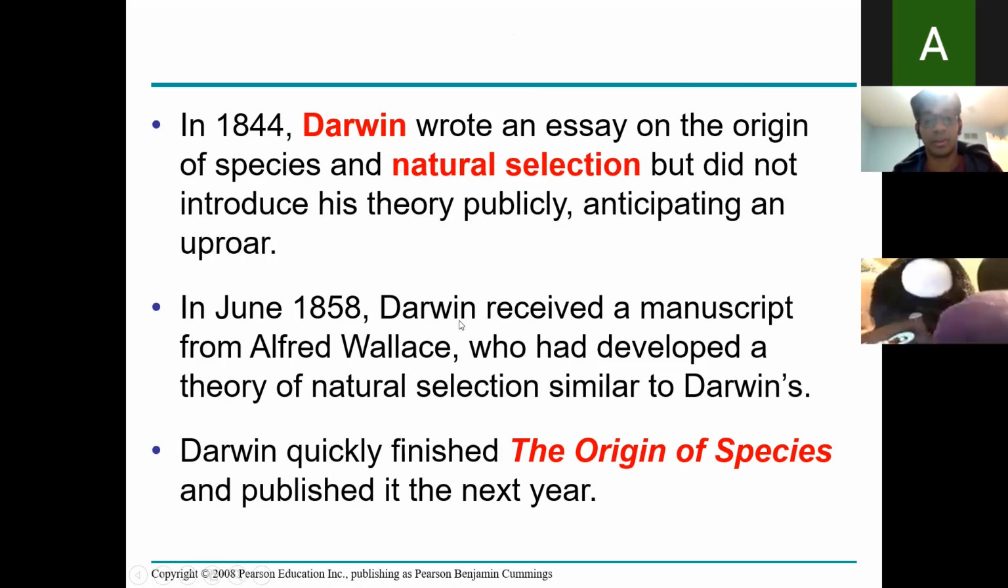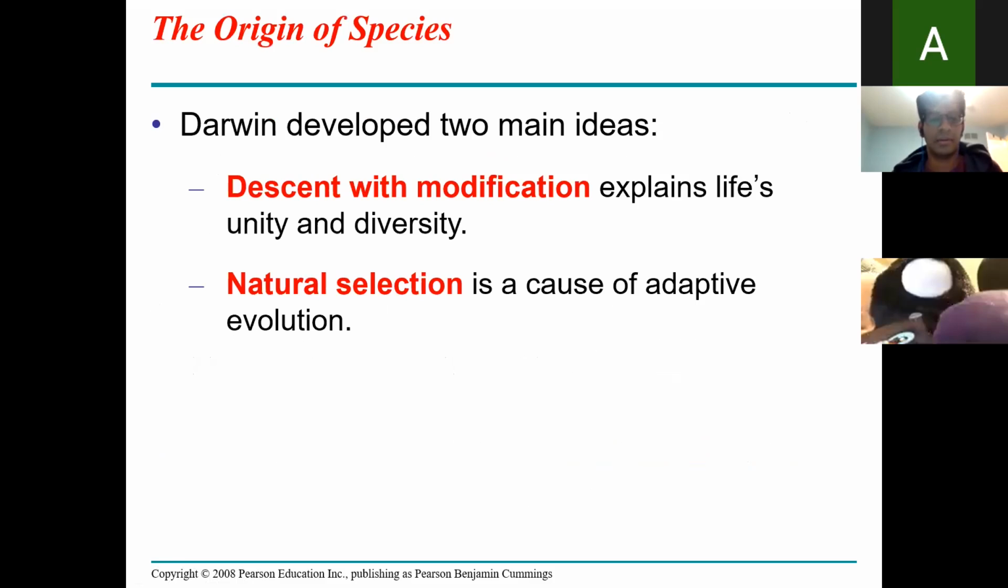The year before he published it, another scientist who had a similar idea to Darwin reached out to him. So they collaborated and published it. But Darwin is widely credited. He's the one who originally observed it, but he's also the one who published The Origin of Species. The two main ideas of Darwin are descent with modification, which is really just evolution, and that explains unity and diversity. And natural selection is a major mechanism of evolution, and is really the cause of adaptive evolution.